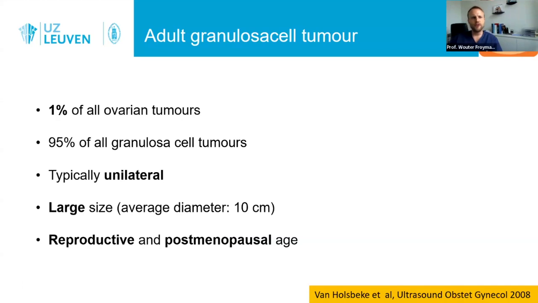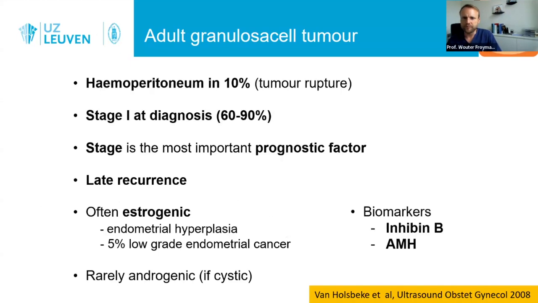So the granulosa cell tumors are about 1% of all ovarian tumors, and the adult type is the majority, 95%. The remainder are the juvenile type. They are typically unilateral in appearance, and very typically they are large. The average diameter is about 10 centimeters. And you can see them at any age. So you can see them in reproductive ages, but also in postmenopausal patients.